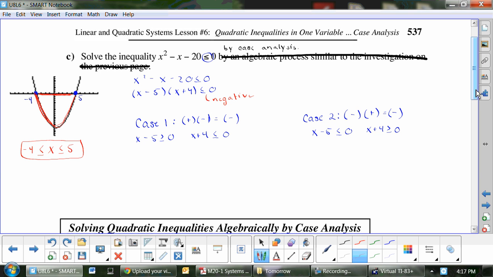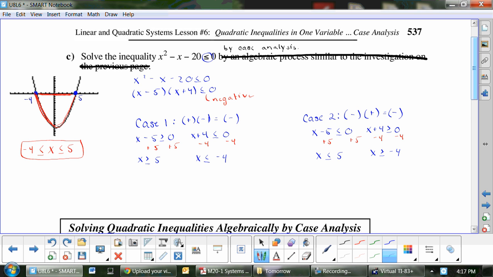So with all four of these now, we just want to isolate x, so I'm going to add 5 to both of these. And I get x must be greater than or equal to 5. And I'm going to subtract 4 from both of these. So I get x must be less than or equal to -4. Okay. And then I get plus 5 from these ones. So I get x is less than or equal to 5. And here I get -4 and -4. So I get x must be greater than or equal to -4.